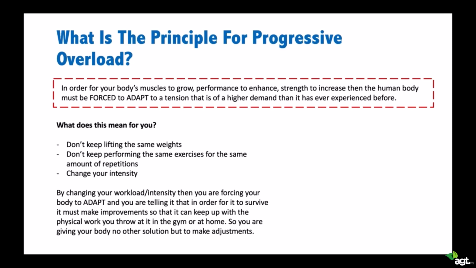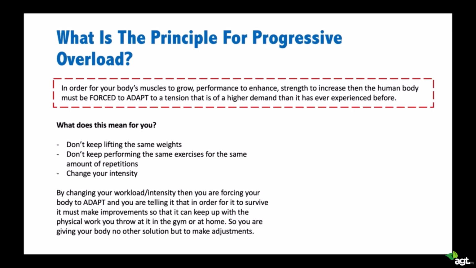So by changing your workload or the intensity that you're working at, you're then forcing your body to adapt, and adapt is the key word here, guys. You want your body to adapt, so then you can increase the workload again, in order for you to tell your body that it needs to survive. So you need to tell your body to adapt, to make improvements, so they can keep up with the physical work that you throw at it in the gym or at home. So you're basically giving your body no other solution but to make adjustments.